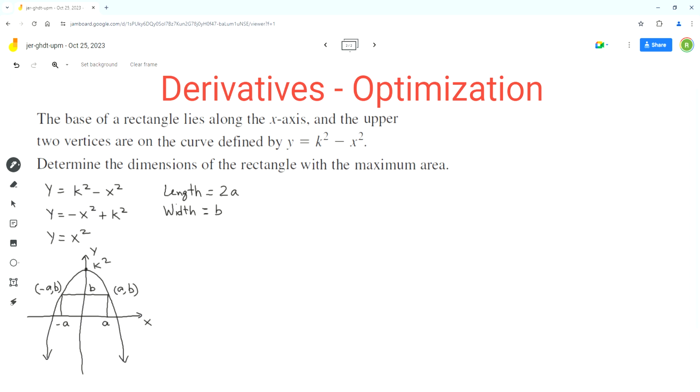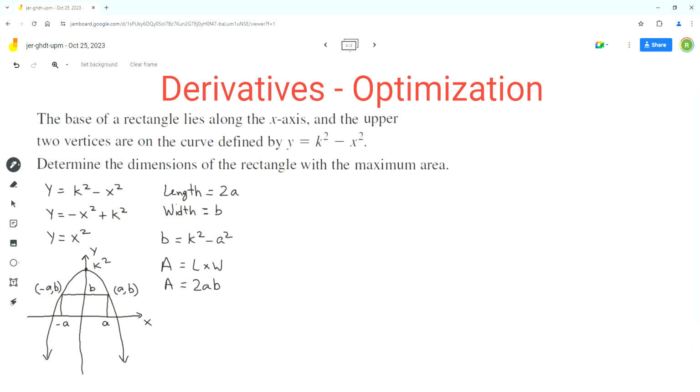Now since point AB lies on the curve, we can sub in x as A and y as B in the given equation. So this gives us the mathematical relationship between A and B. We have to find the dimensions of the rectangle that will maximize area. So let's start with the area equation for the rectangle. Area is equal to length times width. So area is equal to 2A times B.